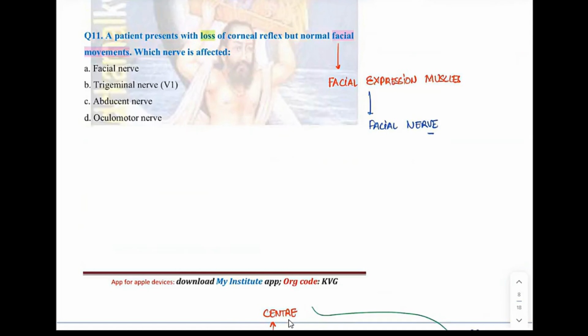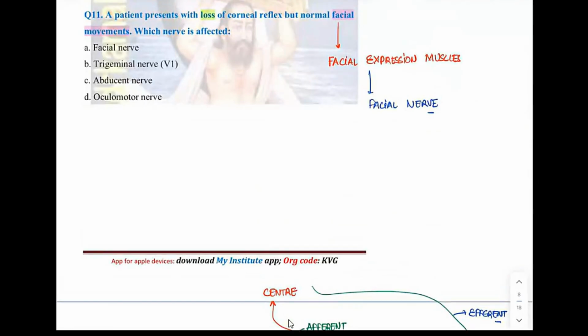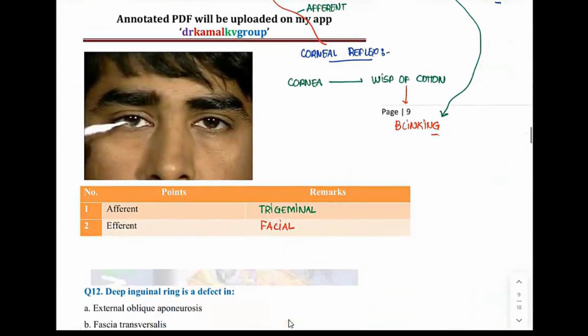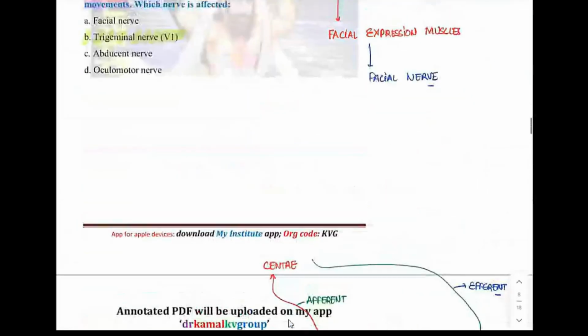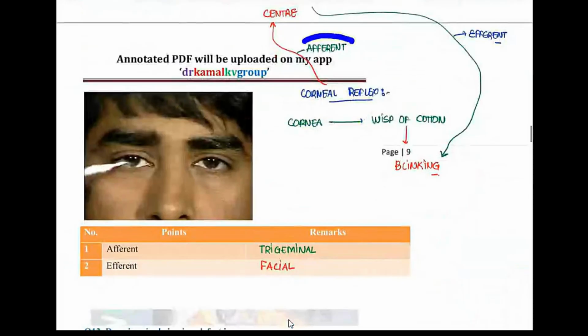So the question itself is telling us that the facial nerve is okay. Obviously, if the efferent is okay, it means the afferent is gone. So what is the answer here? The ophthalmic division of the trigeminal nerve. That is how we can reach the answer. Since the efferent is okay, as given by the facial expressions being present, but the reflex is gone, it means the afferent is defective. That's why the reflex is absent. So this is the corneal reflex.